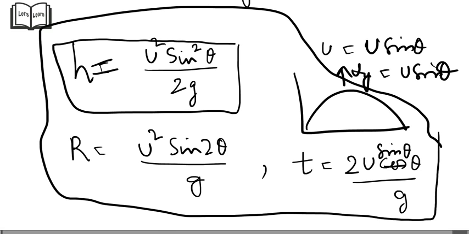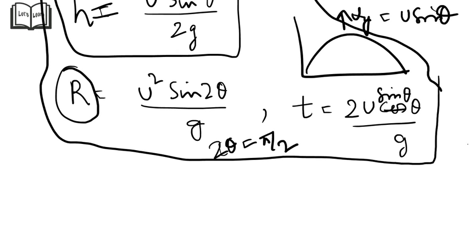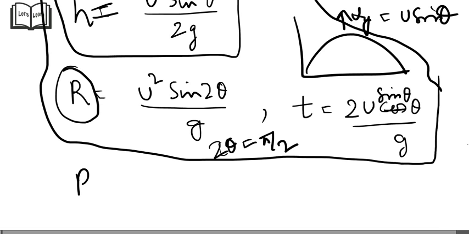First of all, what is the maximum range of a projectile? Now the maximum range of a projectile is when sin 2 theta is 1. Sin 2 theta is 1 when 2 theta is equal to pi by 2. So range is maximum at theta equal to pi by 4.